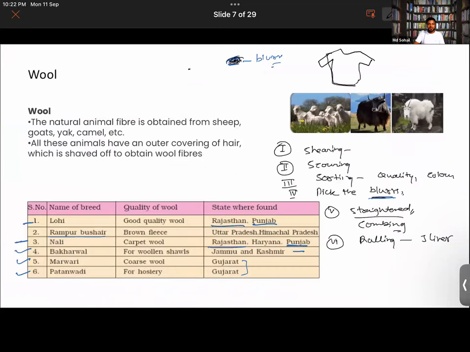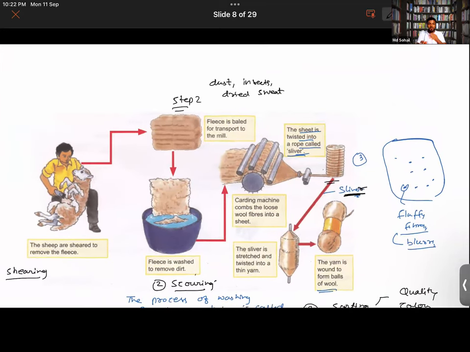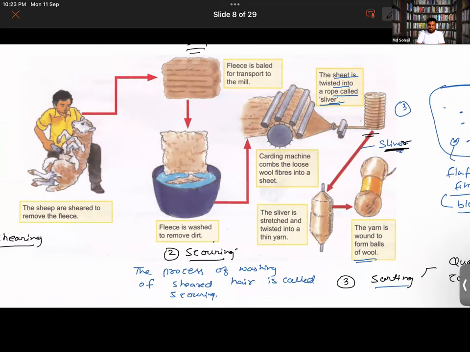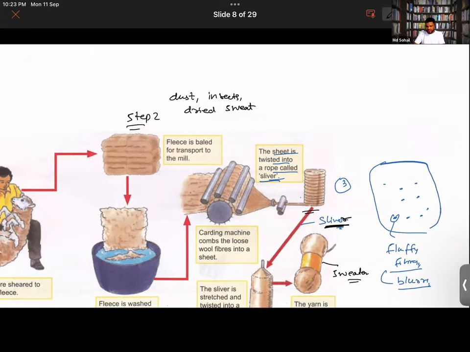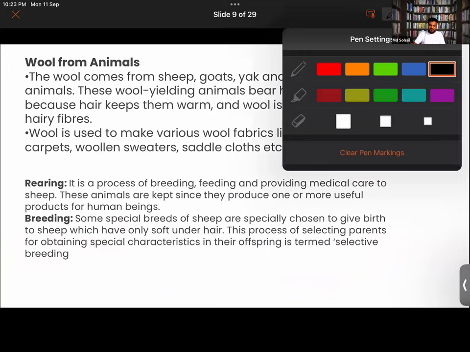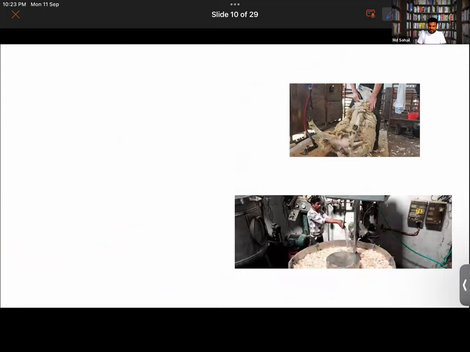Once it has been rolled, what happens? It is converted into a very thick thread-like structure called yarn, as you can see here. It can be used for making sweaters or for other purposes as well. Now, many times the people associated with the wool business might catch several diseases.